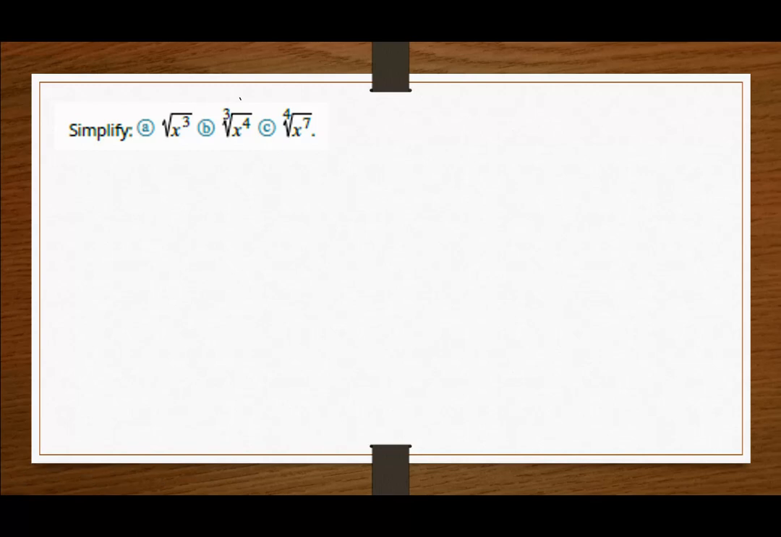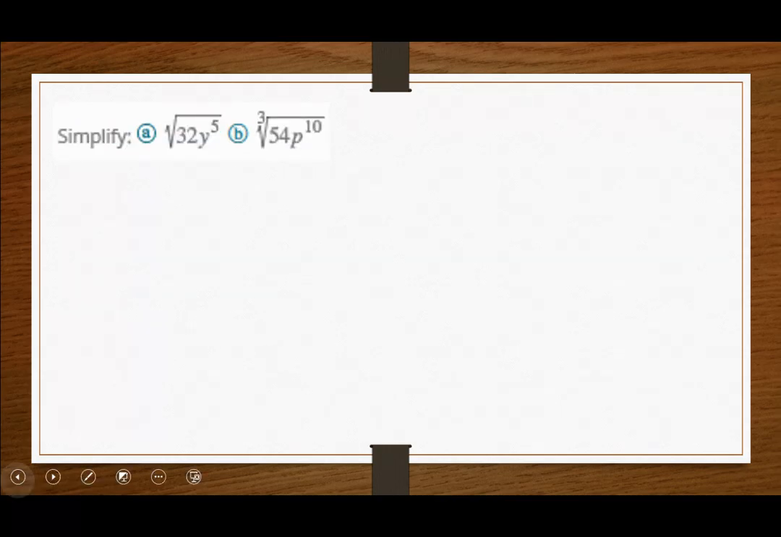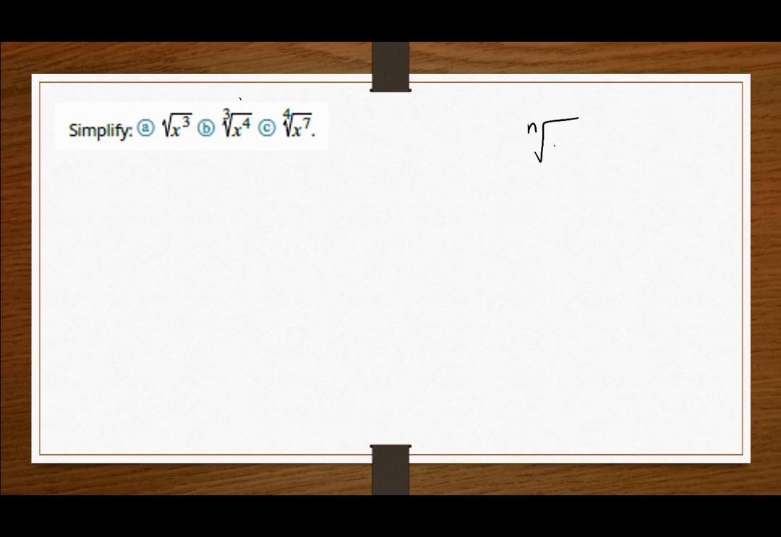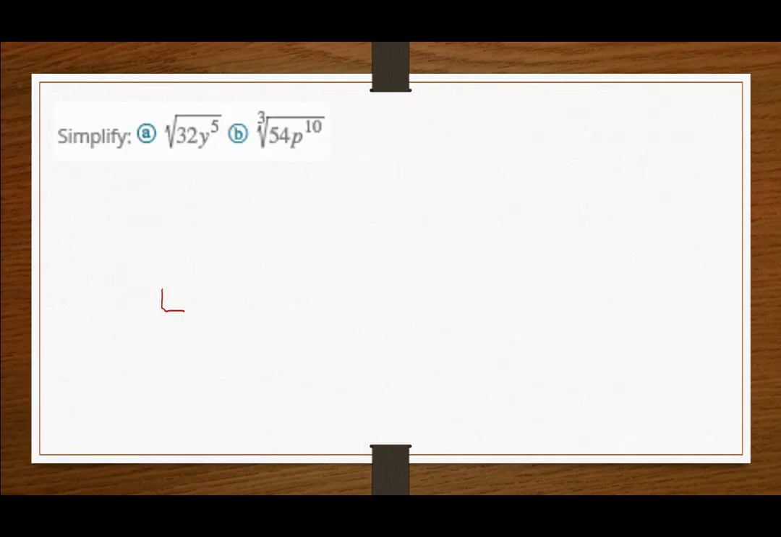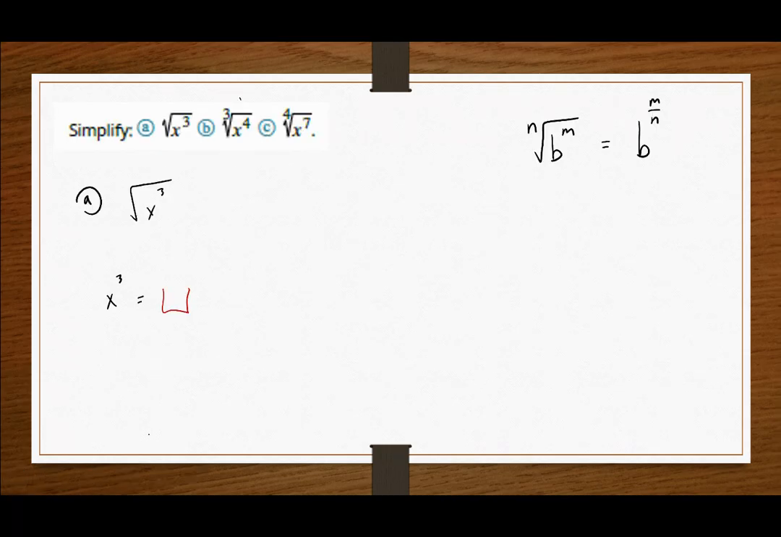Recall last time when we talked about introducing variable expressions as well, that we used a sort of pro tip here that if I have something like the nth root of some expression b to the m, we could rewrite this as a fractional exponent or a rational exponent. And that helps in a lot of ways to identify solutions. So for instance, in part A, I'm asked to find the square root of x to the third. I'm really still interested in identifying, again, what is the perfect square factor and what is the non-perfect square factor.